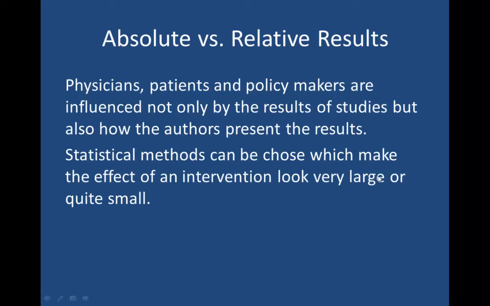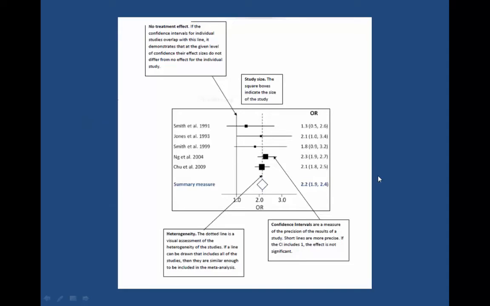Absolute versus relative results. Physicians, patients, and policymakers are influenced not only by the results of studies, but also how the authors present the results. There is a quote that says, there's lies, damn lies, and statistics. It says that when you are the author of a study, you're doing just like a politician in most cases. You're trying to figure out what would be the best sound bite. Statistical methods can be chosen which make the effect of an intervention look very large or quite small. Here is an example. Oh, I'm getting to that in a minute. I guess I have a slide out of order.